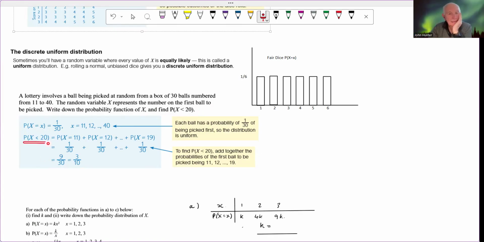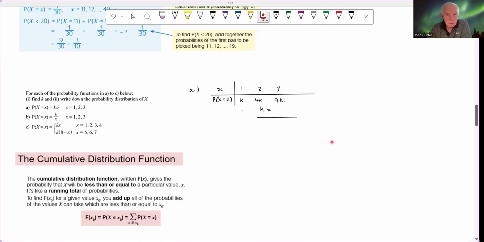The probability that x is less than 20 is going to be the sum of all these. Well, we start at 11 and we go up to 19, don't we? So that's nine different outcomes, each with probability 1/30th. So that probability is going to be 9/30 or 3/10. All right, so that is that one.